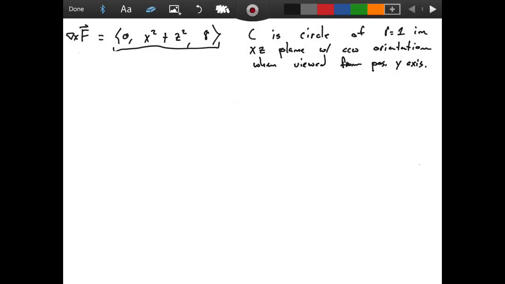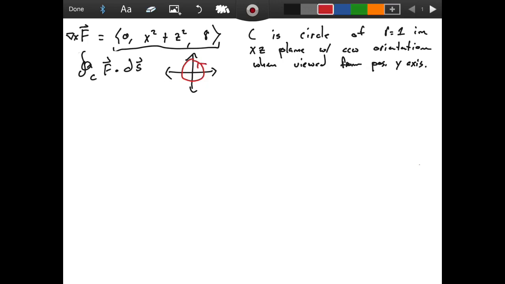Okay, so this is similar to the problem that we looked at in the previous video. We want to find the line integral of f over C, but now C is the circle of radius 1 in the xz plane with counterclockwise orientation when viewed from the positive y-axis. So in other words, if this is the xz plane, this would be the circle, okay? And the positive y-axis is coming out of the screen, and so we have counterclockwise orientation like this.